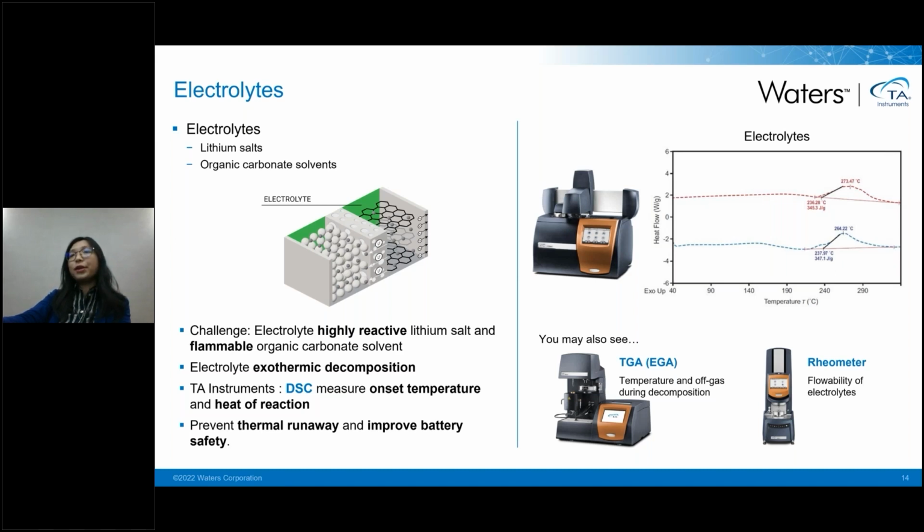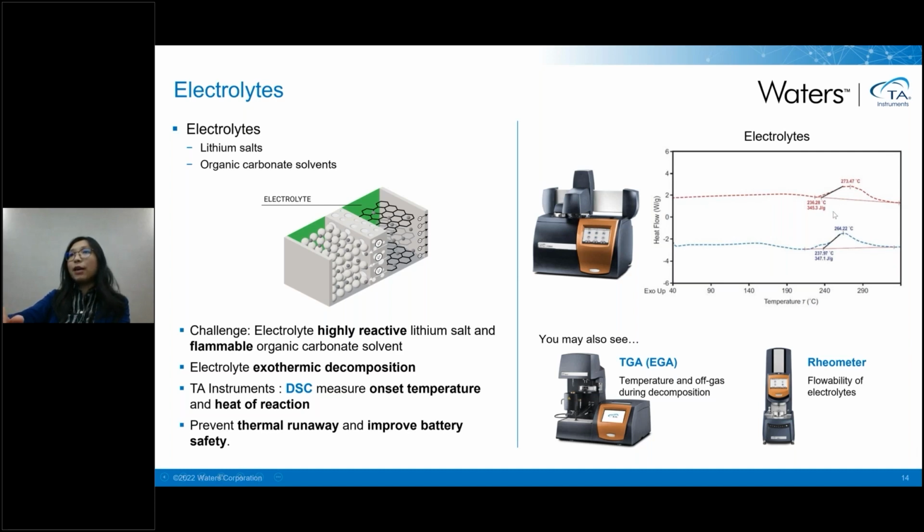And then on the right figure, you can see the DSC of the electrolyte material that has been encapsulated into a sealed high pressure capsule and run on the DSC. And you can see that the onset temperature where the reaction starts to occur is roughly around 236 degrees C.